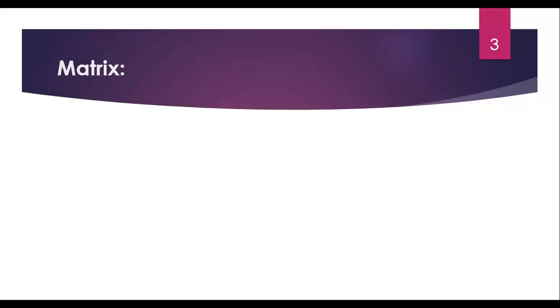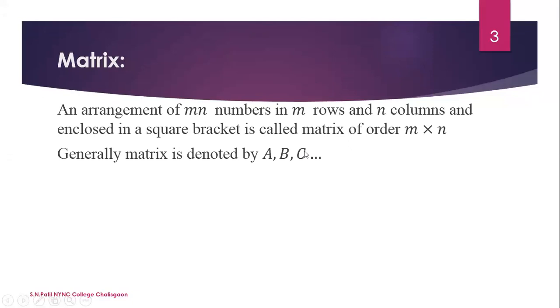In this video lecture we discuss matrix, different types of matrix and some matrix algebra. Okay, first of all, what is a matrix? A matrix is an arrangement of numbers in m rows and n columns, enclosed in a square bracket or round bracket, and is called a matrix of order m by n.